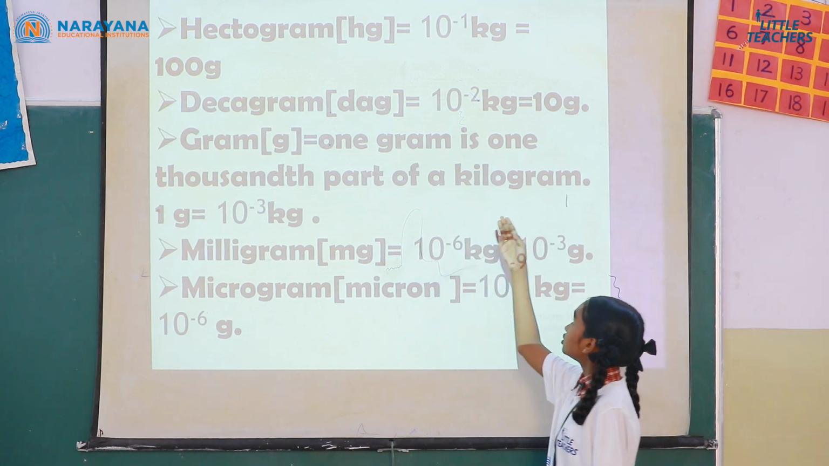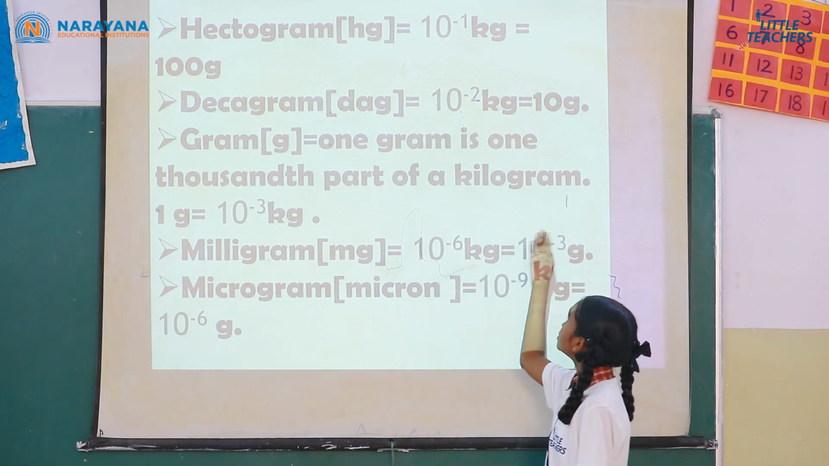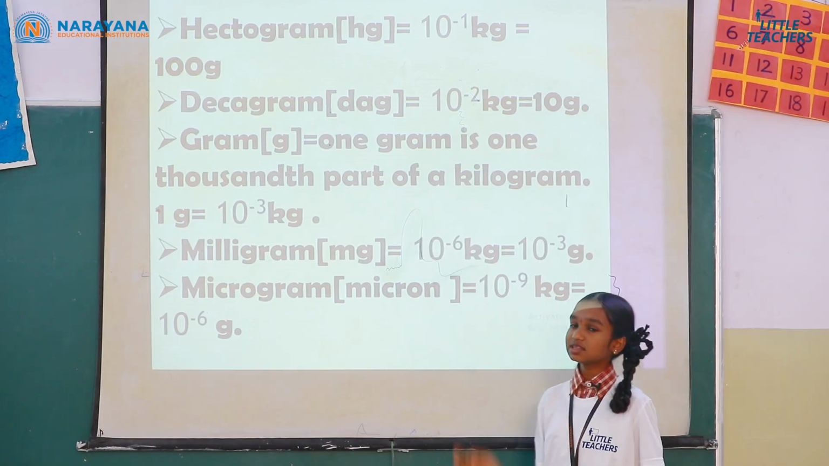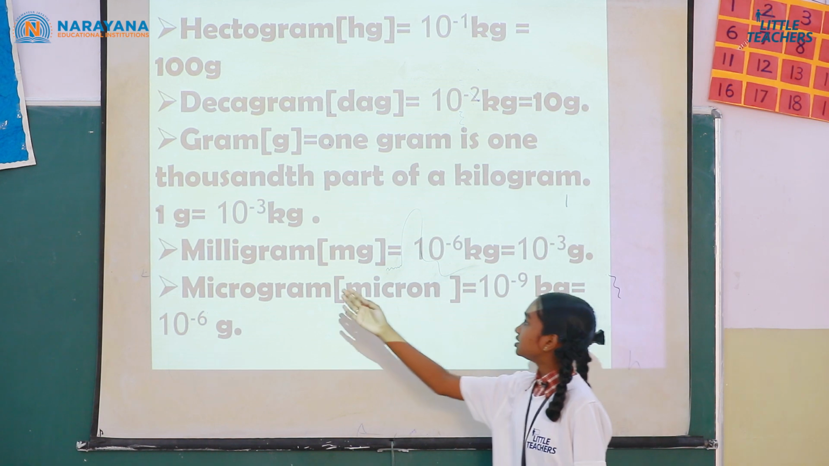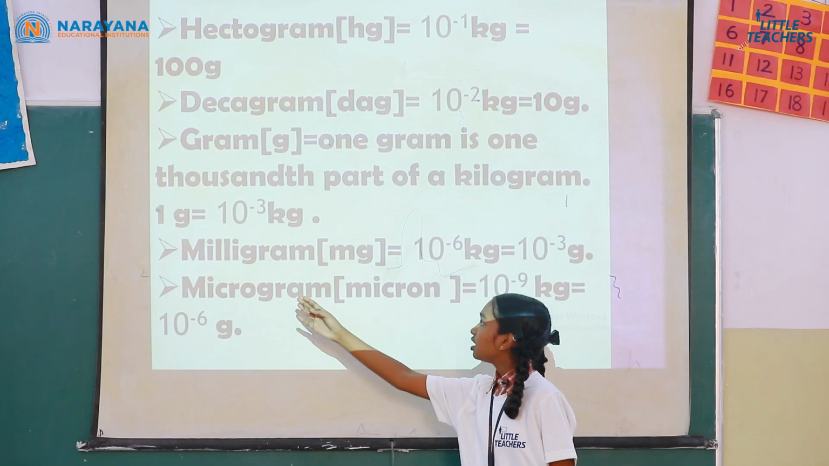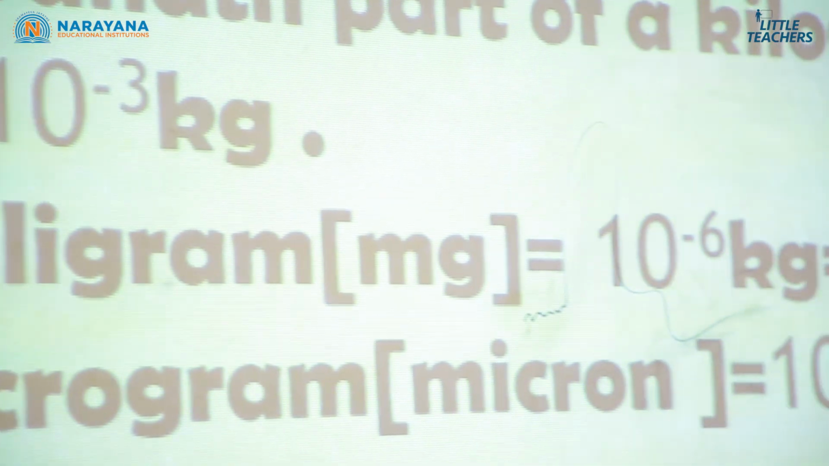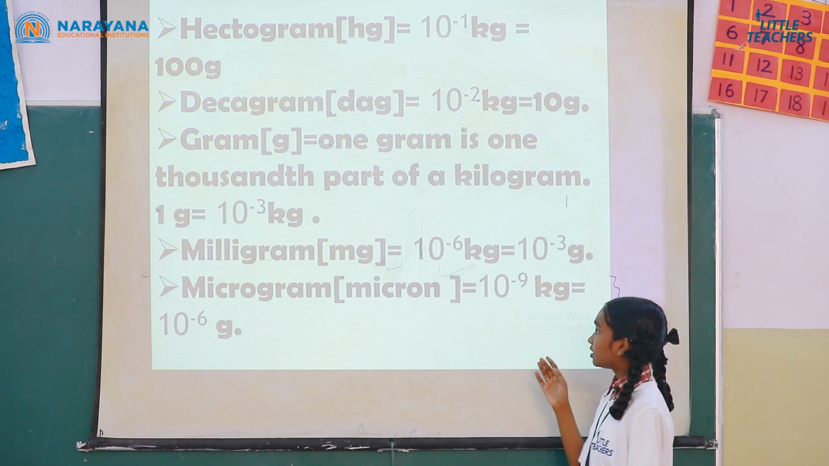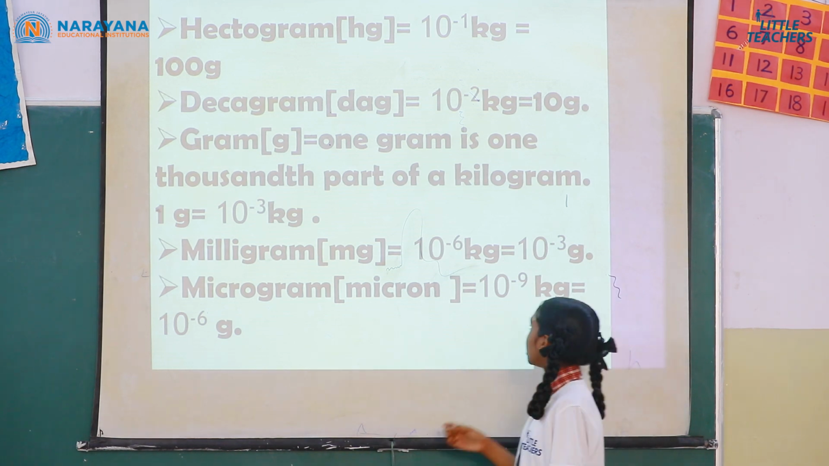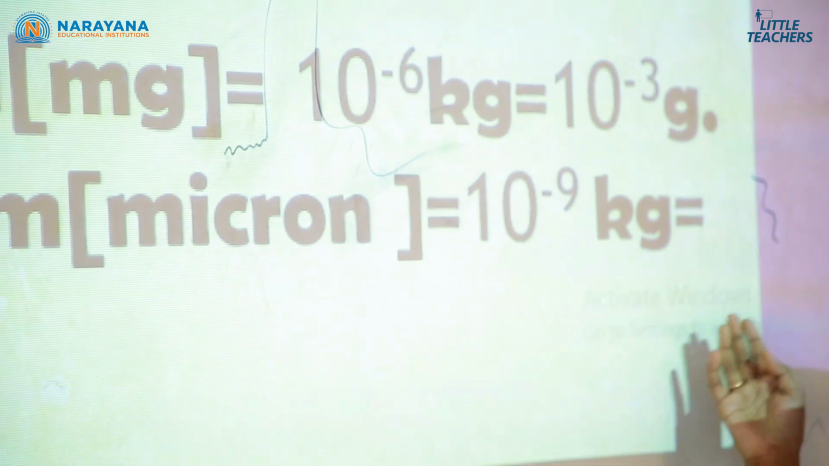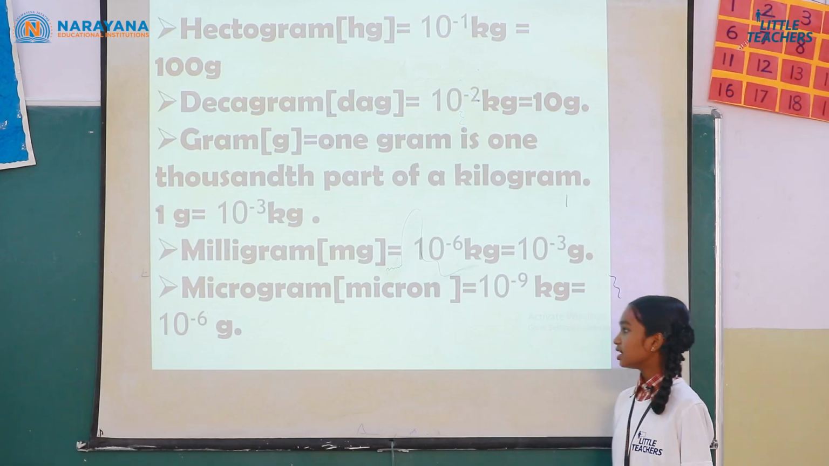Decagram is equal to 10 to the power of minus 2 kg, which is equal to 10 grams. Gram. 1 gram is 1000th part of a kilogram. 1 gram is equal to 10 to the power of minus 3 kg. Milligram. 10 to the power of minus 6 kg is equal to 10 to the power of minus 3 gram. Microgram. 1 microgram is equal to 10 to the power of minus 9 kg, which is equal to 10 to the power of minus 6 grams.